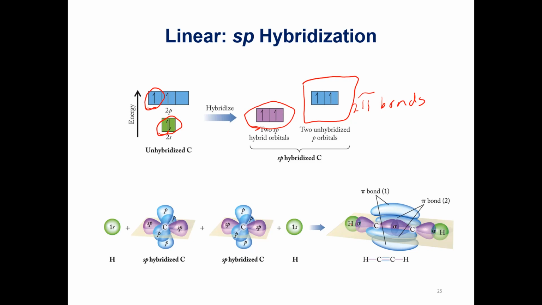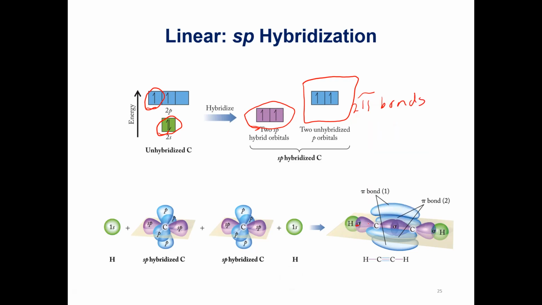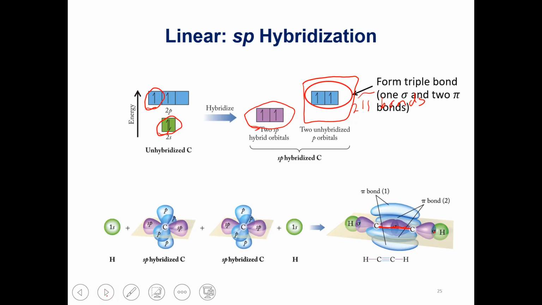So now we have a hydrogen that forms a sigma bond with each of the carbons. And then we have a sigma bond between the 2 carbons themselves, along with 2 pi bonds to form the remaining bonds for the triple bond. So a triple bond has 1 sigma bond and 2 pi bonds.